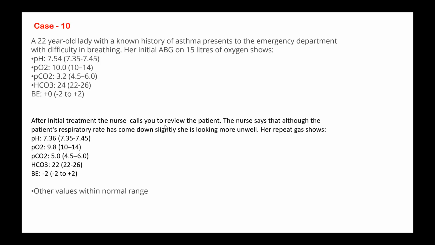After the initial treatment, the nurse calls you to review the patient. She says the respiratory rate has come down, but she is looking more unwell. Repeat the ABG. Now pH has come back to normal, PCO2 is within the normal range, bicarb is okay, and other values are within normal range. So why does the nurse feel that the patient is going down? One important value in this report: PO2 has gone down from 10 to 9.8.